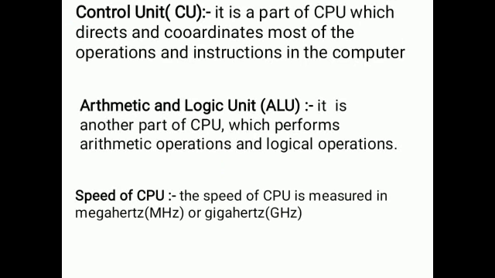Control unit, in short CU. It is a part of the CPU which directs and coordinates most of the operations and instructions in the computer. Arithmetic and logic unit, ALU. It is another part of the CPU which performs arithmetic operations and logical operations. The speed of the CPU is measured in megahertz or gigahertz.